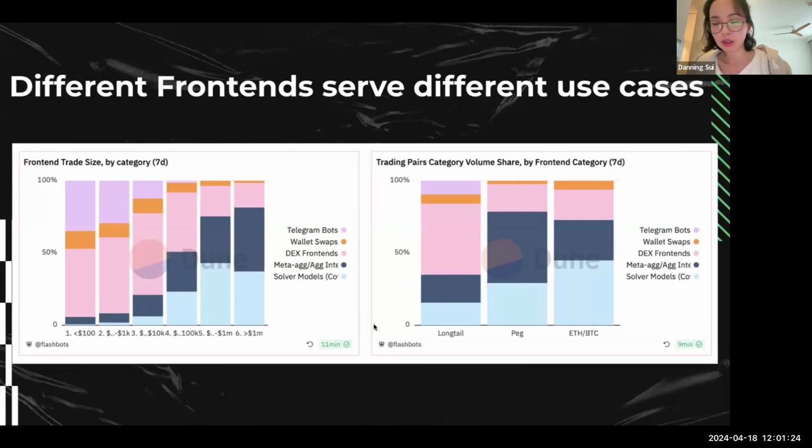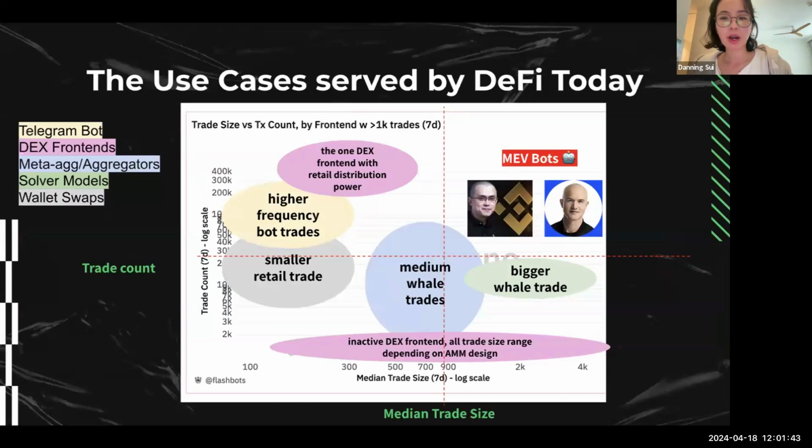On the right side, you see a segmentation by trading pair: whether it's long tail, or a pegged token, meaning there's no price discovery, or ETH BTC, a major token pair. You can see Telegram bots only exist in very long tail trading. So I tried to summarize all these different types of front ends to see what types of trading needs they serve today within DeFi.